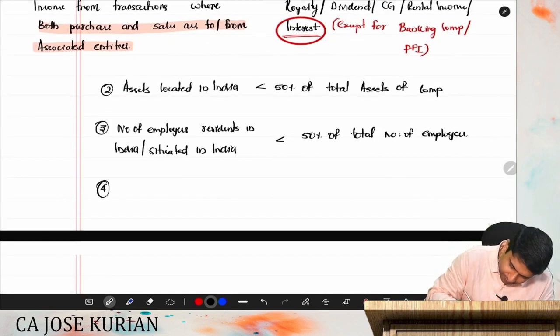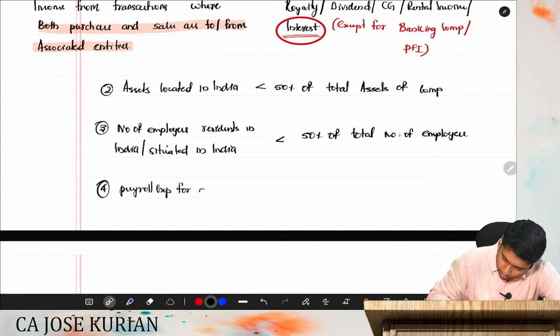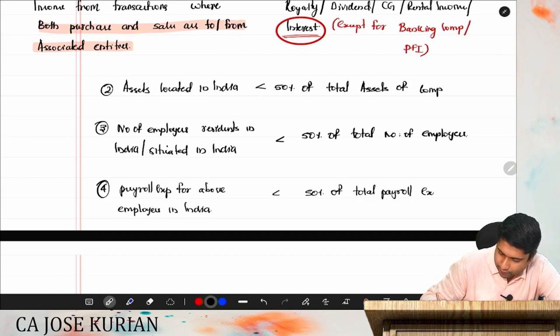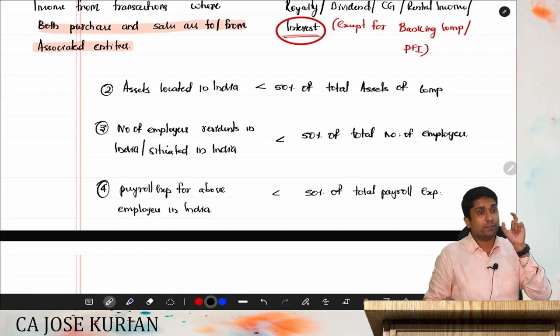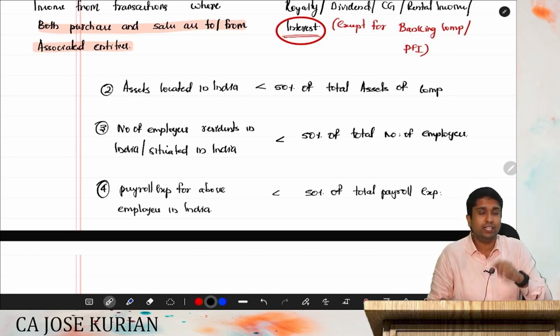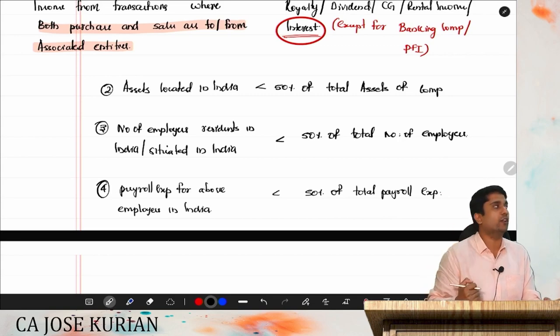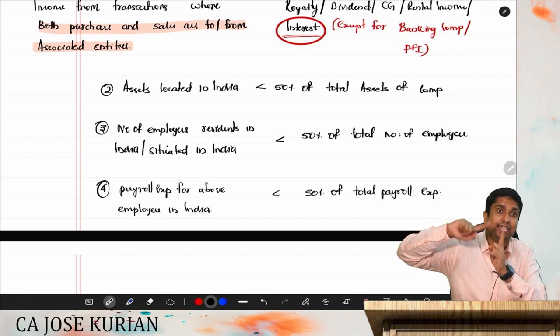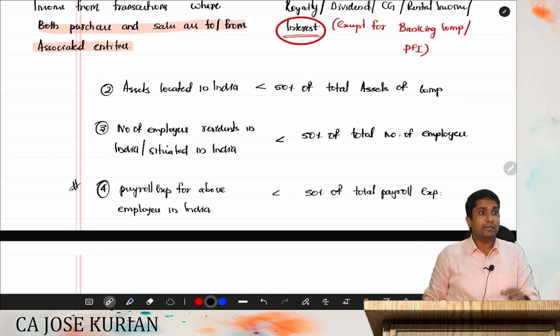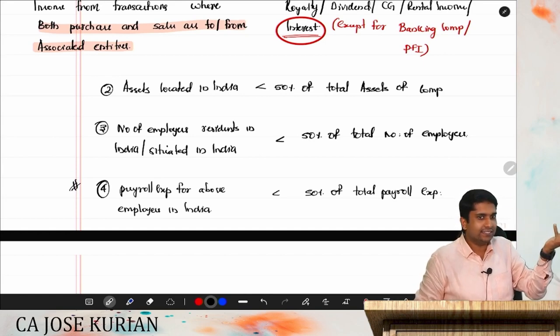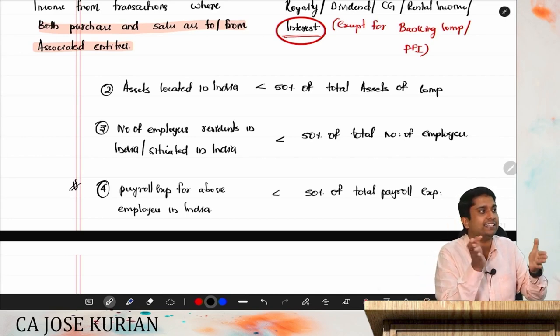Now, condition number four. Condition number four says payroll expenses for employees in India should be less than 50% of total payroll expenses. That is, payroll expenses for those employees who are situated in India or residents in India should be less than or equal to 50% of the total payroll expenses. If all four conditions are satisfied, then we can say the active business is outside India. What do you mean by the fourth condition, friends? If the persons who are getting majority salaries are in India, then your major business is in India. That's what they are saying.